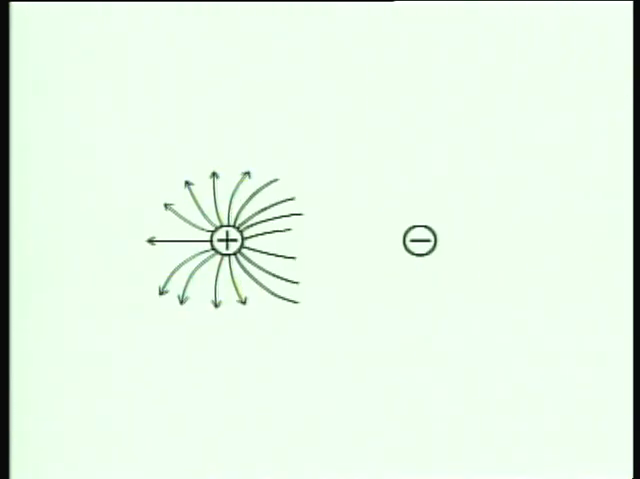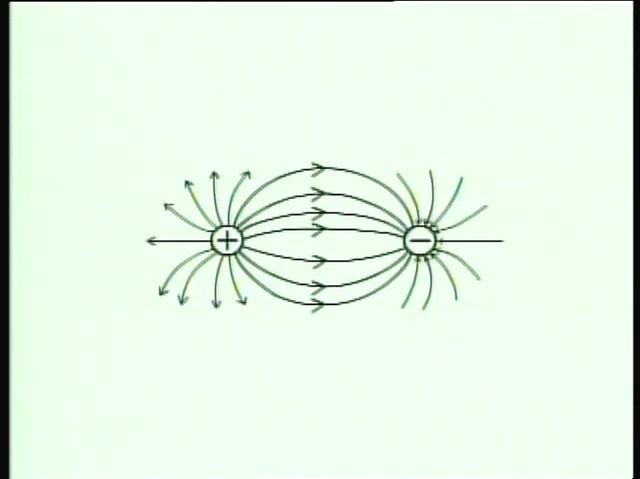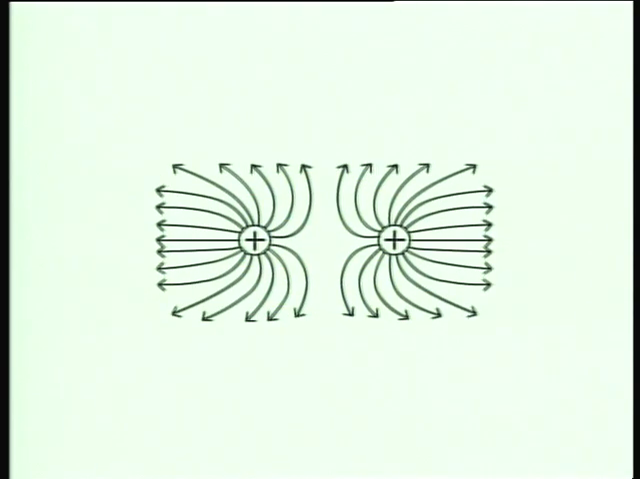The direction of lines of force between a positive and negative charge is from the positive towards the negative. The lines of force about two positive charges are shown this way.